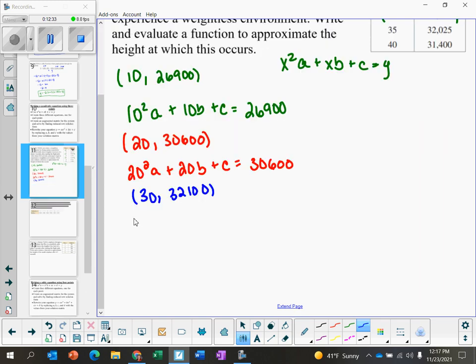So that's going to be 30 squared a plus 30b plus c equals 32,100. So each of these, I would rather have the number there. Instead of 10 squared, I'd rather have 100. So let's go back and change all those. Instead of 30 squared, I'd have 900. Instead of 20 squared, I would have 400. And instead of 10 squared, we would have 100.